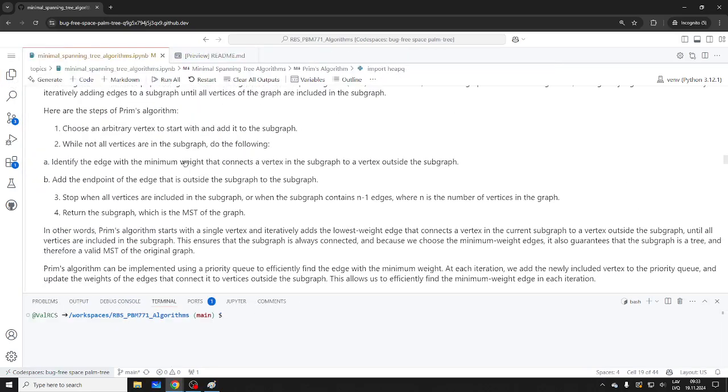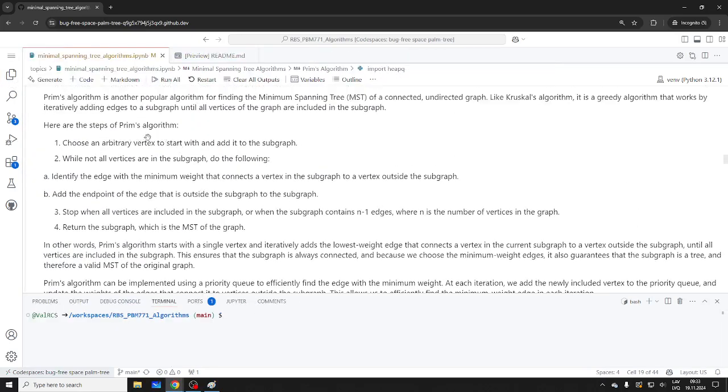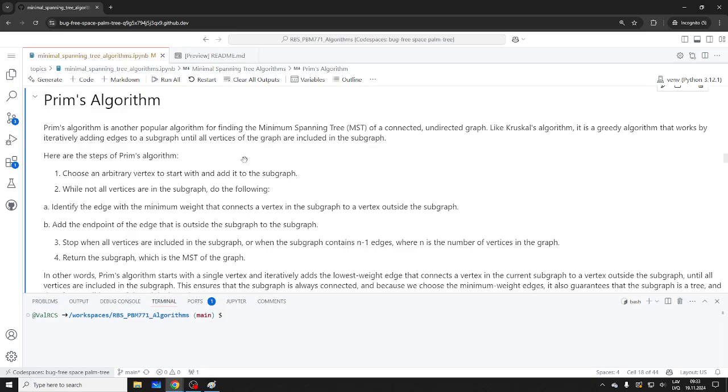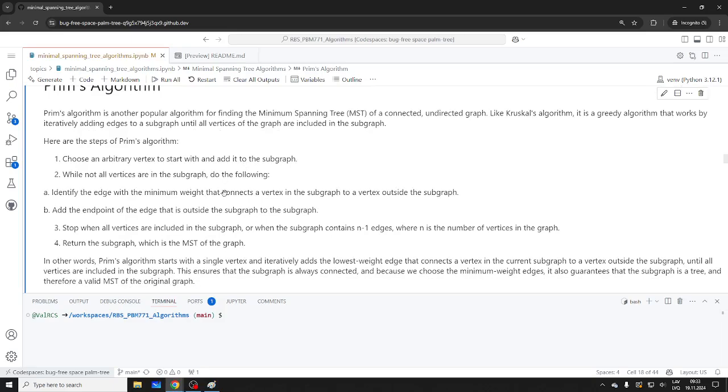So again, the algorithm is: any vertex will work, because of course you have to connect them all. You have a while loop: while not all vertices are in the subgraph, find the current minimum weight edge, the minimum weight one that is outside of what you have connected. When you find it, you add the other connections from this new vertex. And that's it.